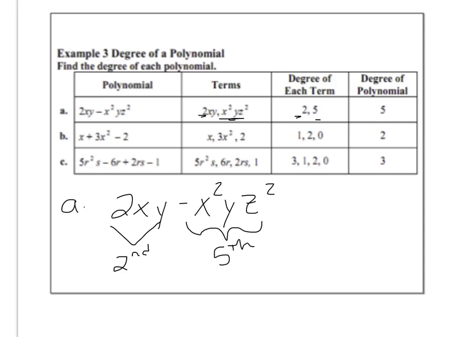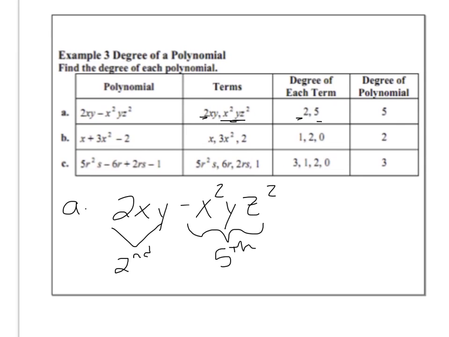In part B, again, you look at each one. You separate out all of your terms. So you have x, 3x squared, and 2. Numbers don't have a degree, so they're just 0. That's why there's a 0 there. The 3x squared has two variables, two x's, so that's a 2. And then just x is 1 degree. So the highest degree of a monomial in this particular polynomial is 2.